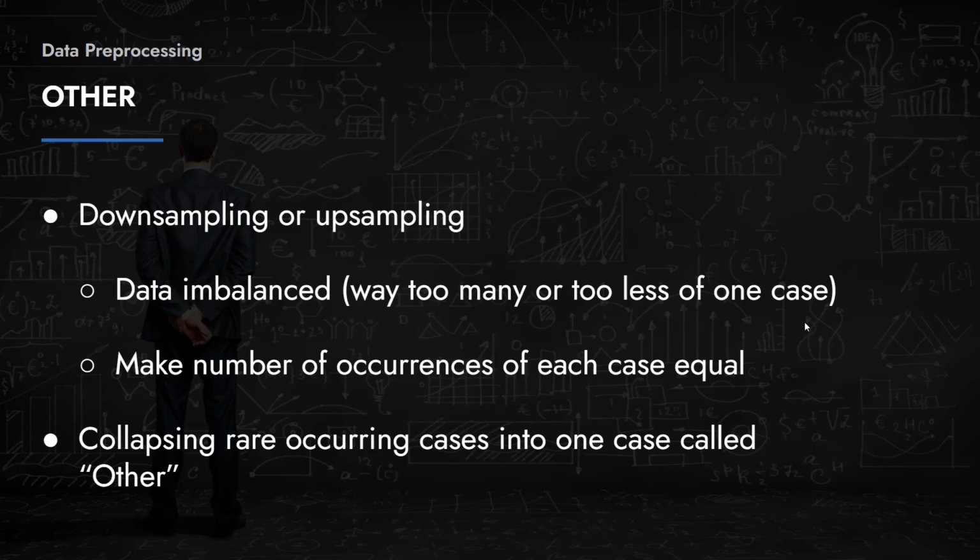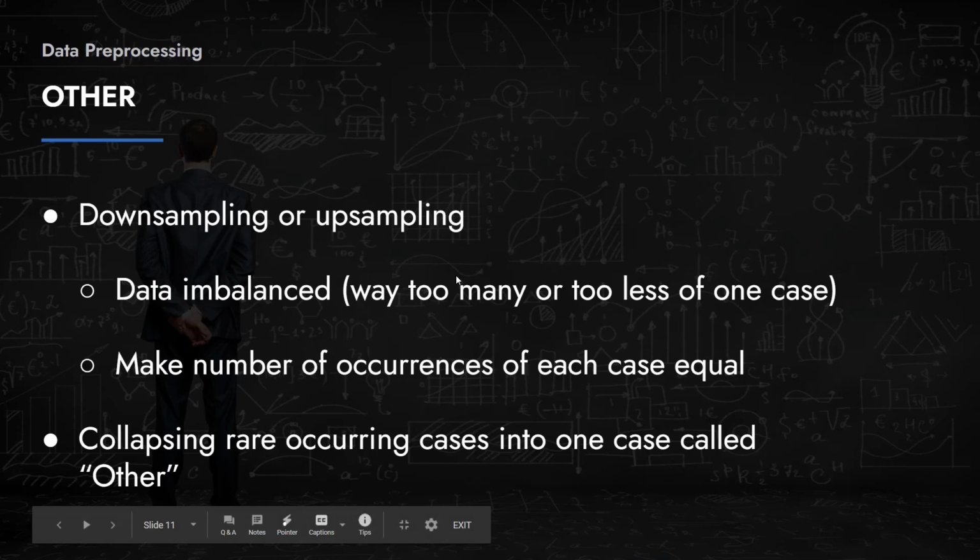Now, some other steps would be downsampling or upsampling. Your data may be imbalanced, meaning it may have way too many or way too few of one particular case. Let's say, for example, red-haired. You might have a data set of 100,000 people, but only 10 of them might have red hair. So the red-haired case would be largely underrepresented. You want to make the number of occurrences of each case equal, just to remove any bias or skew. So that's when you might want to use downsampling or upsampling.